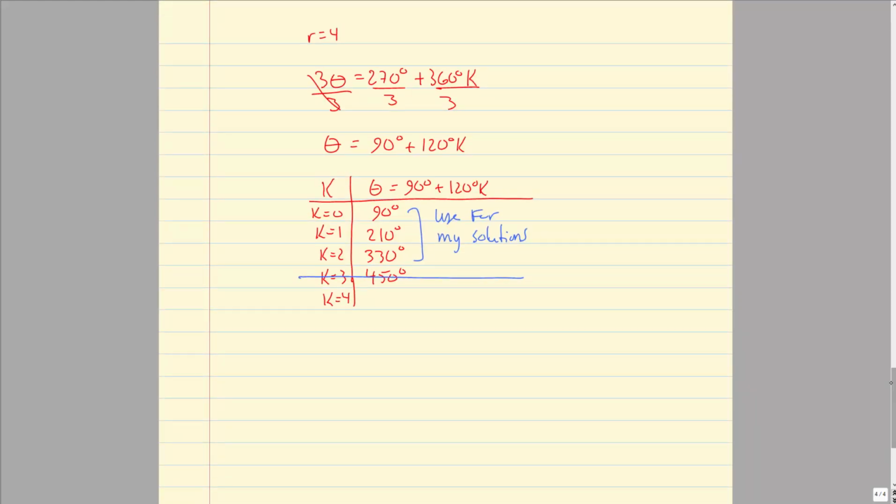Okay, so for my solutions, I plug these into the general form of r cosine theta plus i sine theta. Sorry, this is just r, not r to the n. So r was equal to 4, so my first solution would be 4 cosine of 90 degrees plus i sine of 90 degrees. Now these are in polar form.